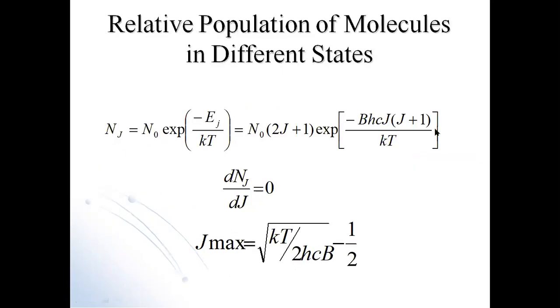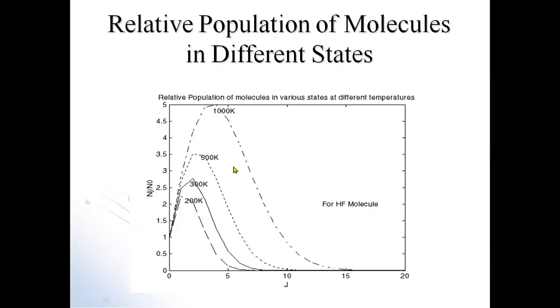You have this expression, you differentiate this expression with respect to J and keep it equal to 0. You will find out the rotational quantum state J which is highly populated, the maximum value of J which is highly populated. You can verify this expression, differentiate with respect to J, and put it equal to 0, because at this point the slope of the curve is 0. Here you have to calculate d by dJ of NJ by N0. So here you will find out the value of J.